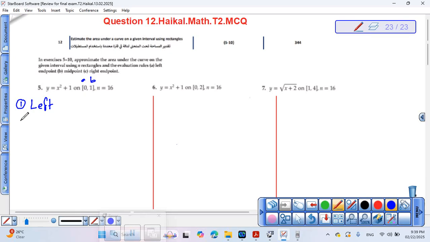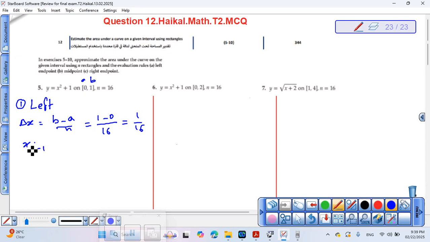Step 1, I can find delta x. This equals b minus a over n. This equals 1 minus 0 over 16. This equals 1 over 16. Okay, this is the second, i minus 1.